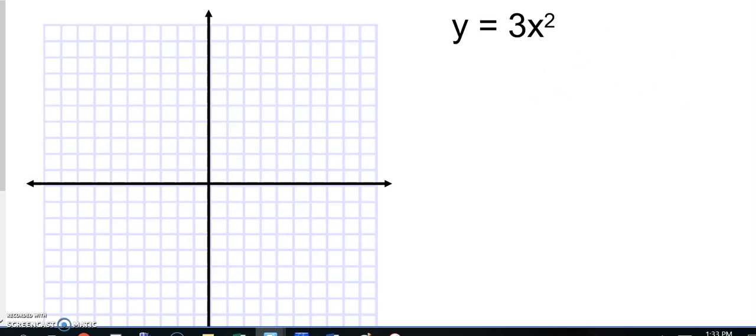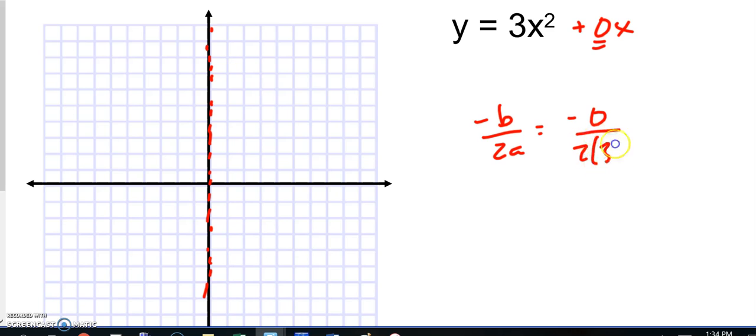And lastly, something that looks easier but sometimes can be confusing. If you get something that looks like this, where there's no b, you're going to have the axis of symmetry right on the y-axis. And if you wanted to check that, you could say plus 0x, and you can see your b would be 0, so negative b over 2a is just going to be negative 0 over 2 times 3. And negative 0 is just 0, and 0 divided by 6 is still 0. So my axis of symmetry is 0, and if I put 0 in for x, we still get 0.